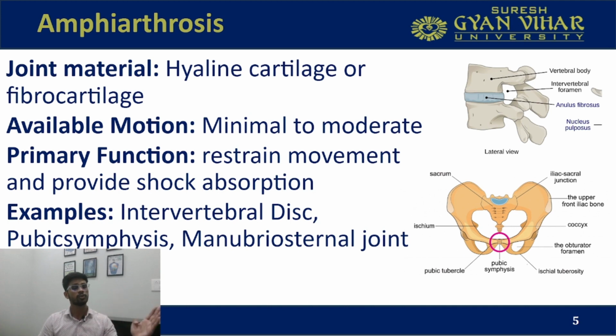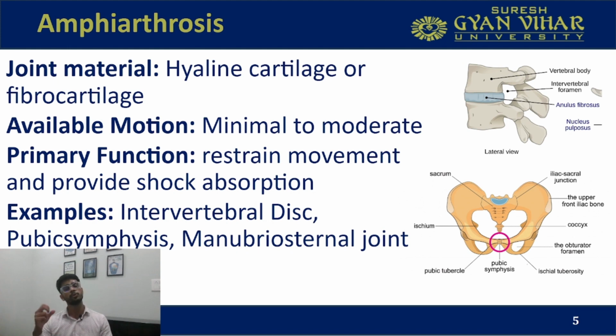These are the two primary functions of the amphiarthrosis joint. What were the two primary functions of the synarthrosis joint? It was to combine the two bones so that they function as a single unit. Here, the amphiarthrosis joint's primary function is to restrain the movement and provide shock absorption. An example of this type of joint is very well understood. It is the intervertebral disc, which is present between the two vertebrae, and its sole purpose is shock absorption.